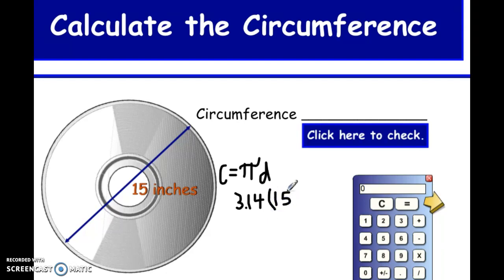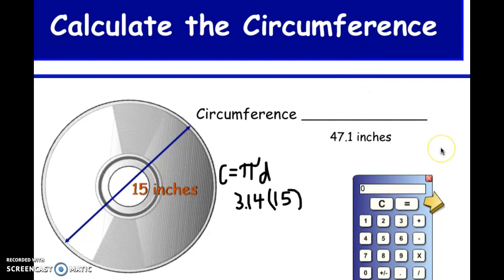So pause it for a second, try it, see what you get. And you should get 47.1 inches. Make sure you put inches with it because we need to know if it's centimeters, inches, feet, whatever it is. We need to know that. So it's very simple. You always use 3.14 in place of pi, and then you put in your diameter, and you just multiply them together.